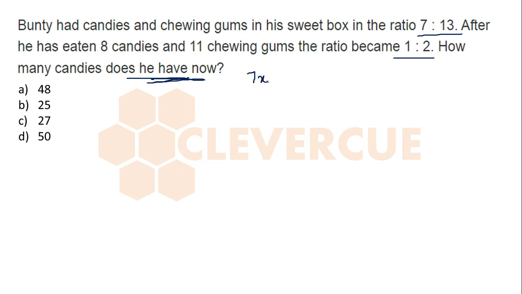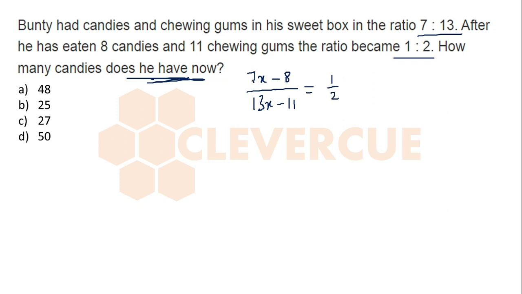Now let the initial candies be 7x and the number of chewing gums initially be 13x. Okay, so 7x by 13x. Here 7x minus 8, so 8 candies he has eaten and 11 chewing gums he has eaten. That means 13x minus 11 chewing gums are left and 7x minus 8 candies are left. Now this ratio will be equal to 1 by 2.